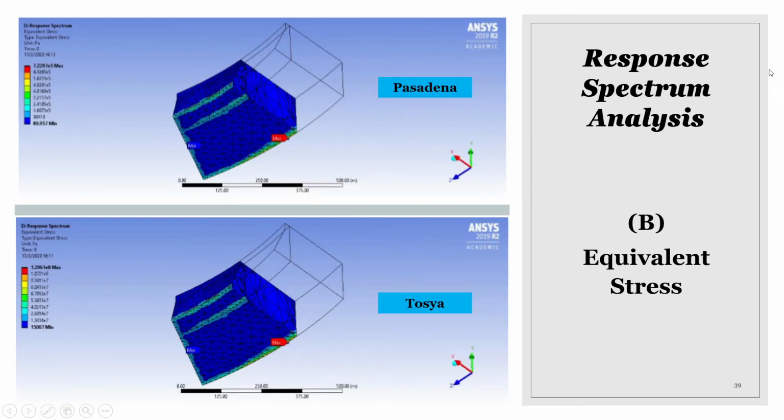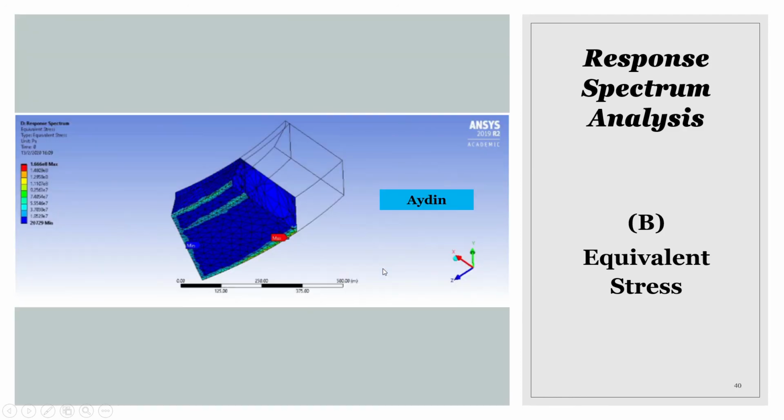For the equivalent stress part, the stress value and the location of maximum stress are similar under the same regions of input data amongst all the PGAs. So, for the Pasadena region, the maximum stress occurs at the dam foundation or at the bottom section of the dam. For the Tosya region, the maximum stress also occurs at the dam foundation or at the bottom of the dam. Similar to the previous two, the maximum stress for the Erzincan region also occurs at the dam foundation.